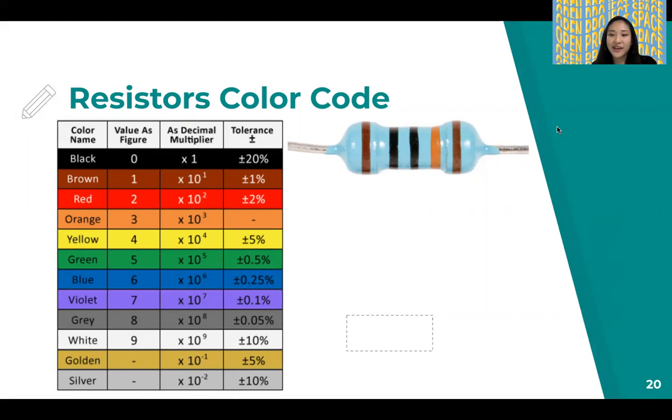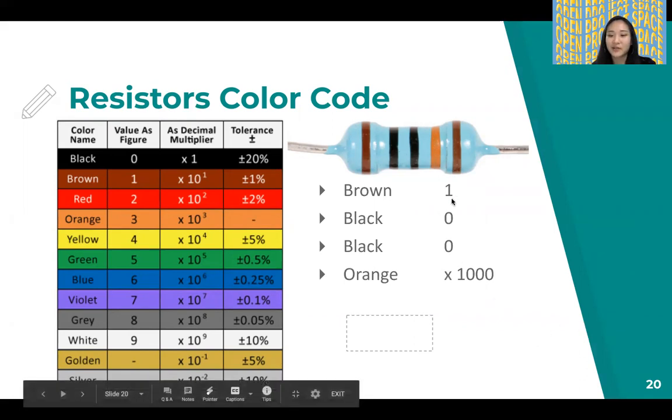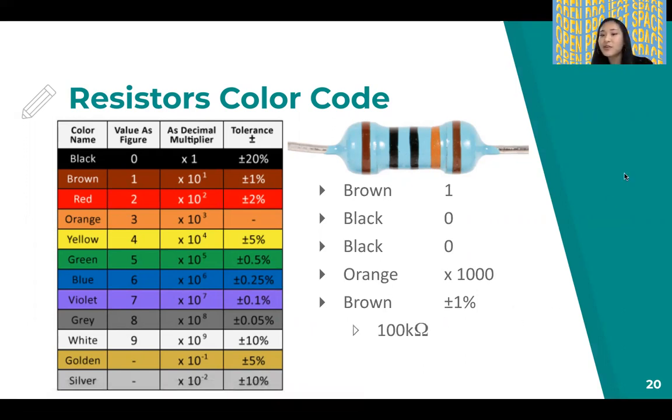Remember, we have 5 bands here, so the first 3 bands would represent the value, the 4th band would represent the multiplier, and the 5th band would represent the tolerance. Feel free to type in your guesses as we go, but since we see that first band is brown, that represents 1. Second band is black, that is for 0. Black, 0. Orange multiplies everything, so 100 by 1,000. And then brown gives us 1% tolerance. So some of you have got it right, so it'll be 10K ohms.